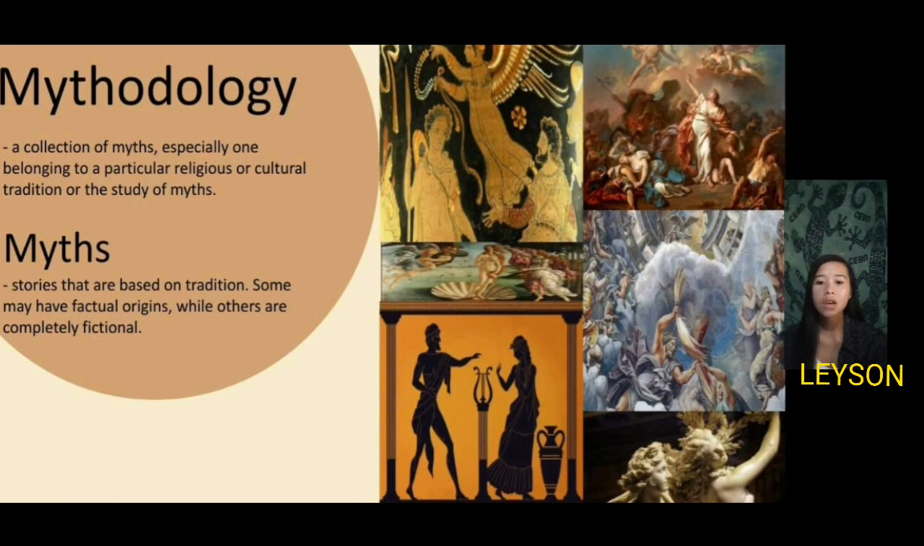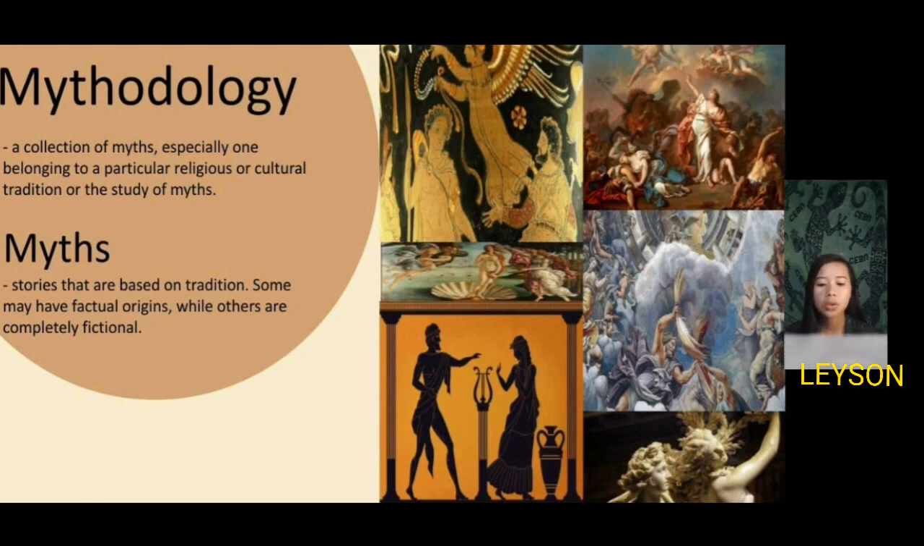The collection of stories about the ancient Greeks is an example of mythology. Myths are stories that are based on tradition. Some may have factual origins while others are completely fictional. A myth is also a story that is told again and again to explain why something is the way it is. A creation myth, for example, is a story that tells how the world came into being.